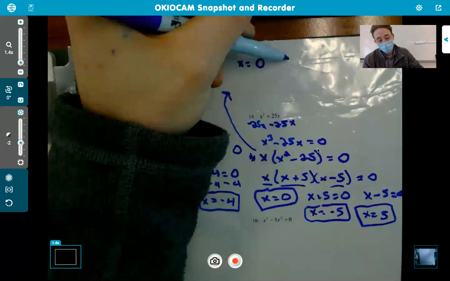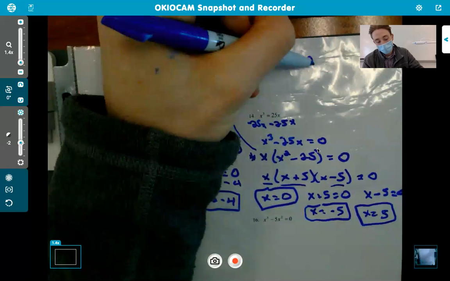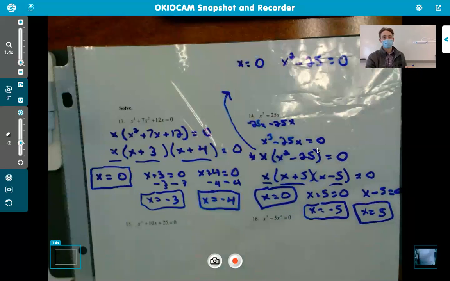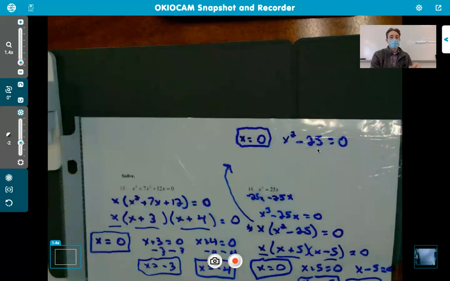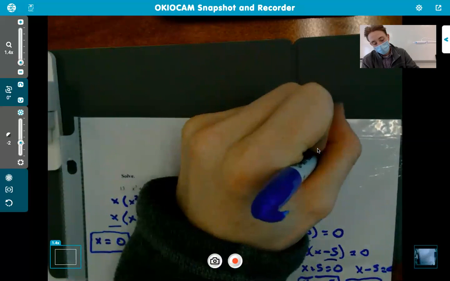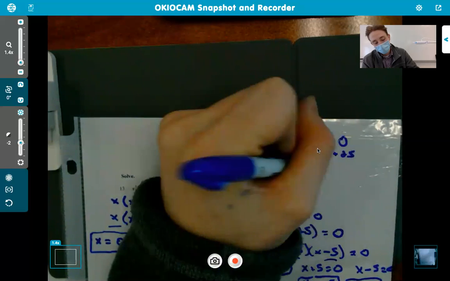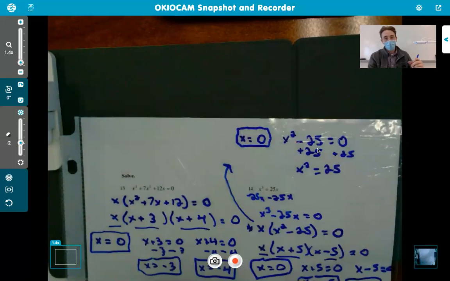I have x equals 0, and I have x squared minus 25. I'll set that equal to 0. Well, this is already one solution here. How would I get the x by itself in that second equation? Very similar to what I do in any other equation. Exactly. So I add 25 to both sides. I'm left with x squared equals 25.